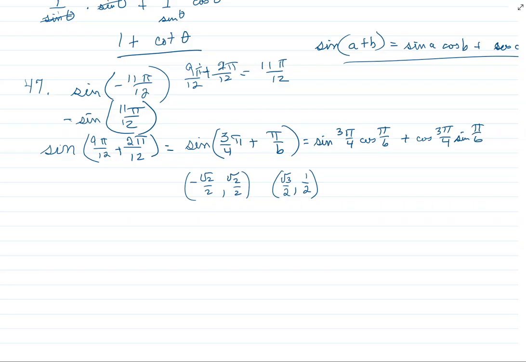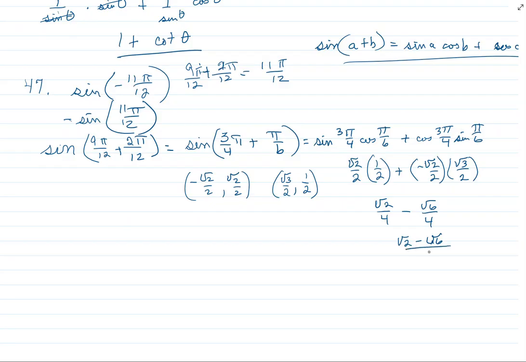Okay, is everybody comfortable with that? So the sine of this guy is the square root of 2 over 2. And the cosine of this guy is the 1/2. Okay, now the cosine of that is negative square root of 2 over 2. And the sine is the square root of 3 over 2. Now we're going to do the math. And then we're going to have that common denominator. And we're done.